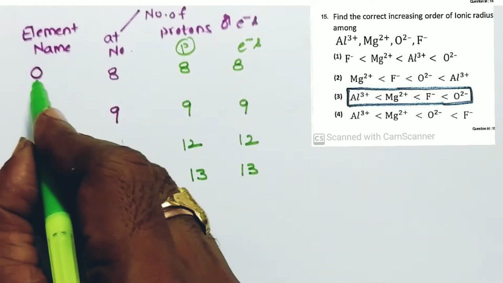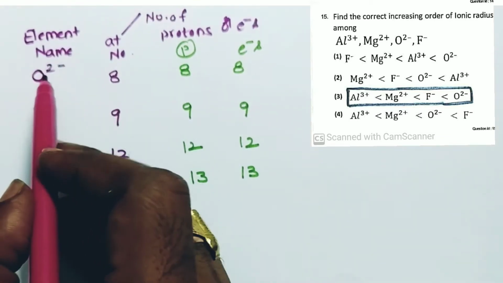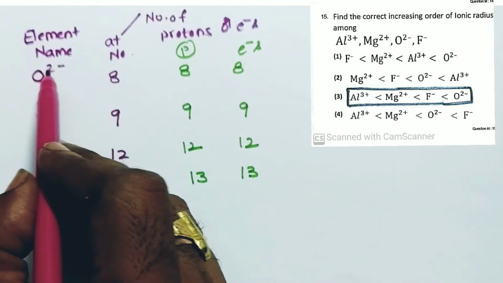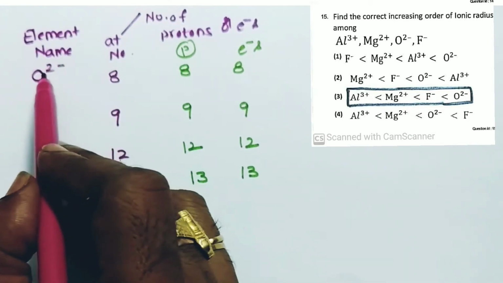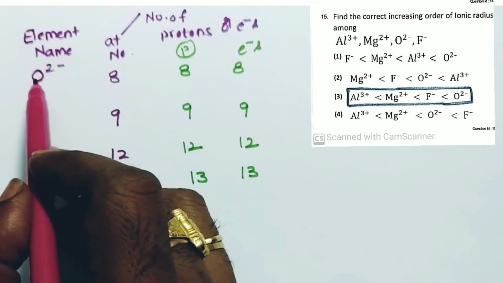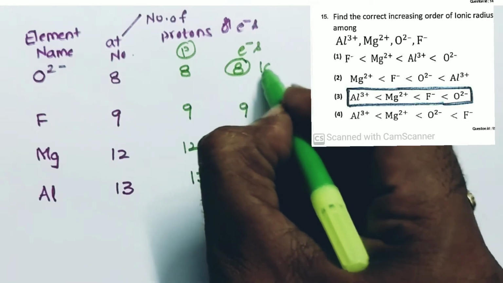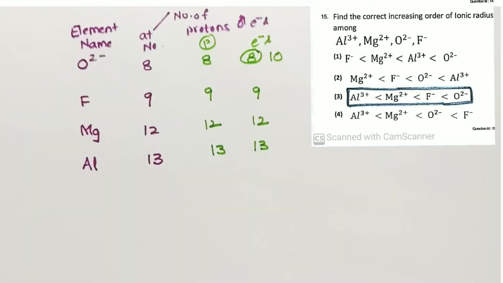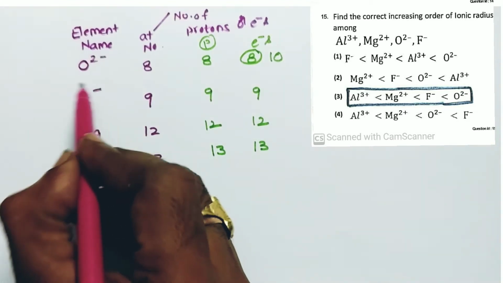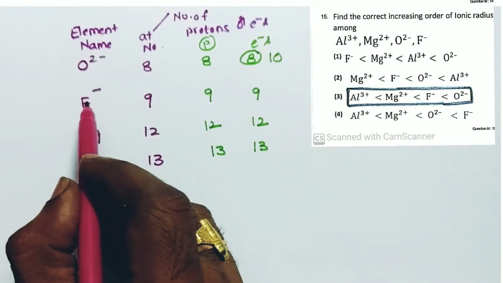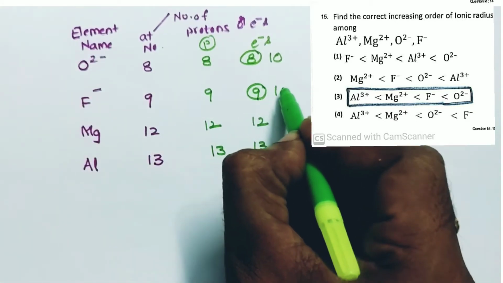In our problem, O2 minus is given. O2 minus means oxygen atom has 2 excess electrons. That's why it attains negative charge. So 2 minus means 2 electrons are excess. So electrons becomes 8 plus 2, that is 10. In our problem, F minus is given. F minus, that means 1 electron is excess in fluorine atom. So the number of electrons in F minus becomes 10 electrons.